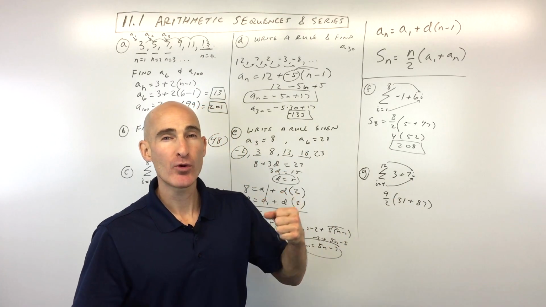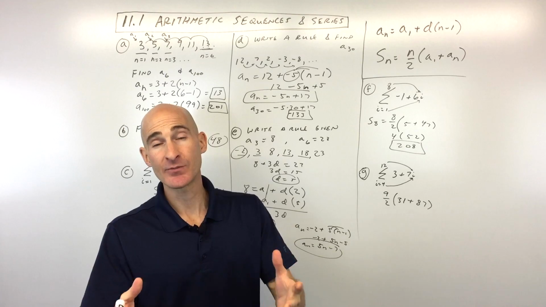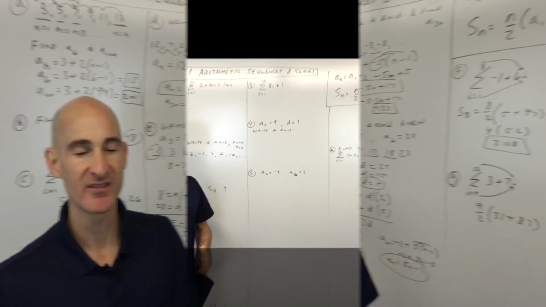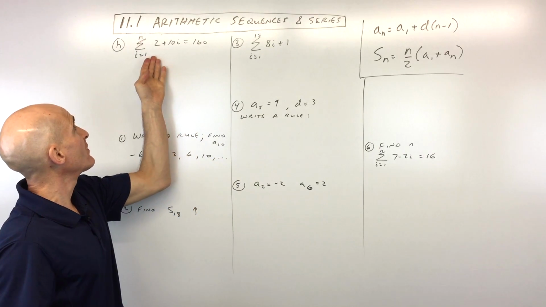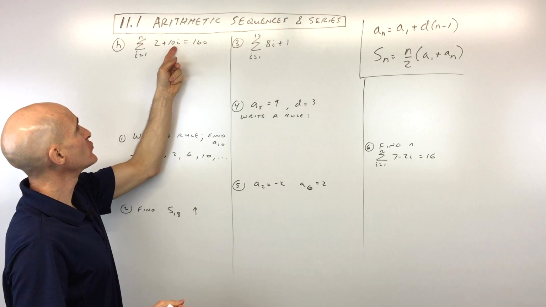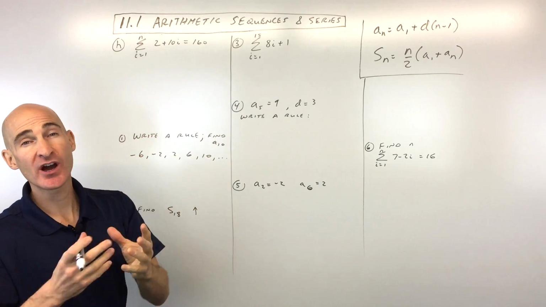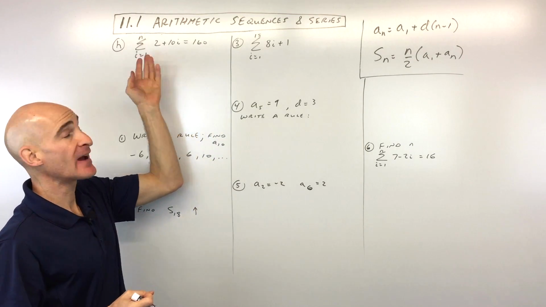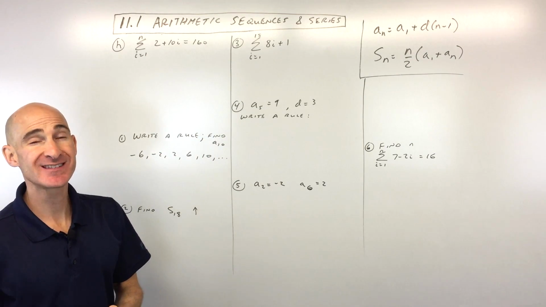So let me erase the whiteboard. I've got one more introductory example, and I've got some problems you can practice on your own so you can get some more experience. Okay, letter H, we've got a summation here. I equals 1 to n of 2 plus 10i, and that sum equals 160. So here what we have to do is we have to work backwards and find out the number of terms that are in this series.